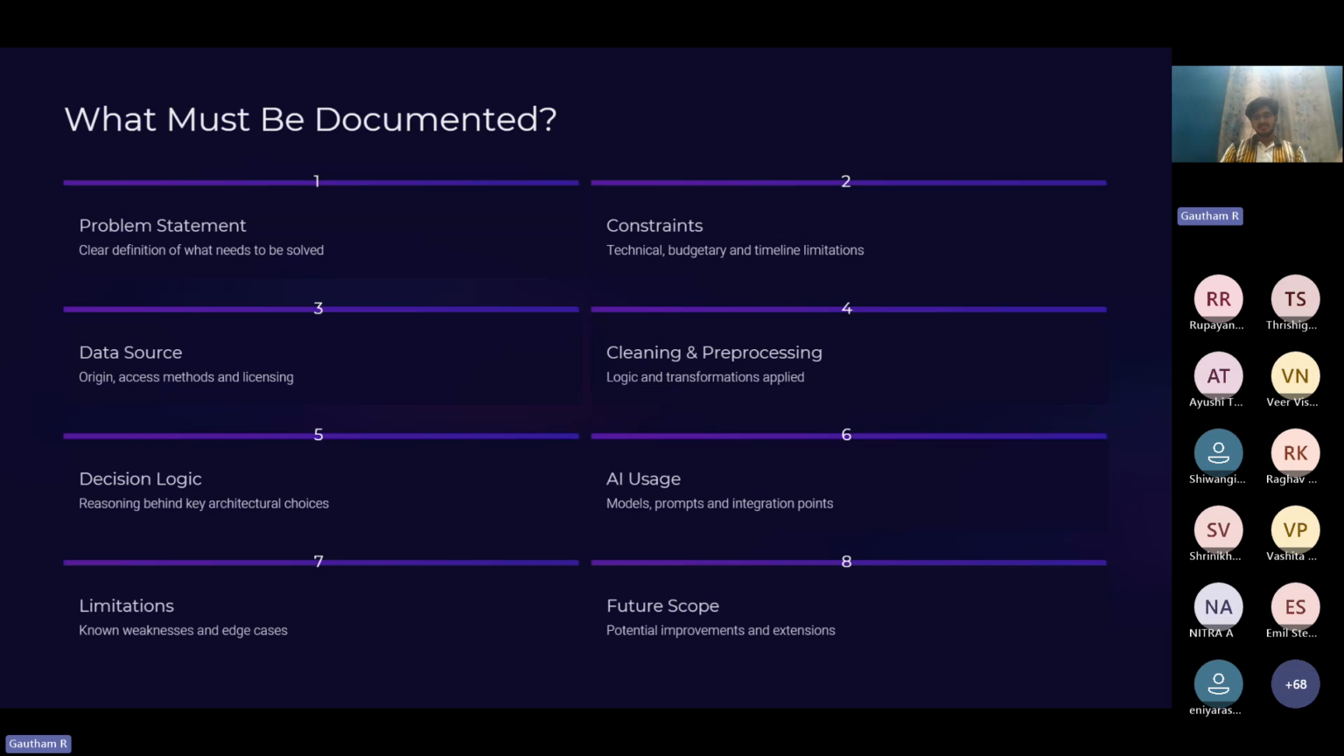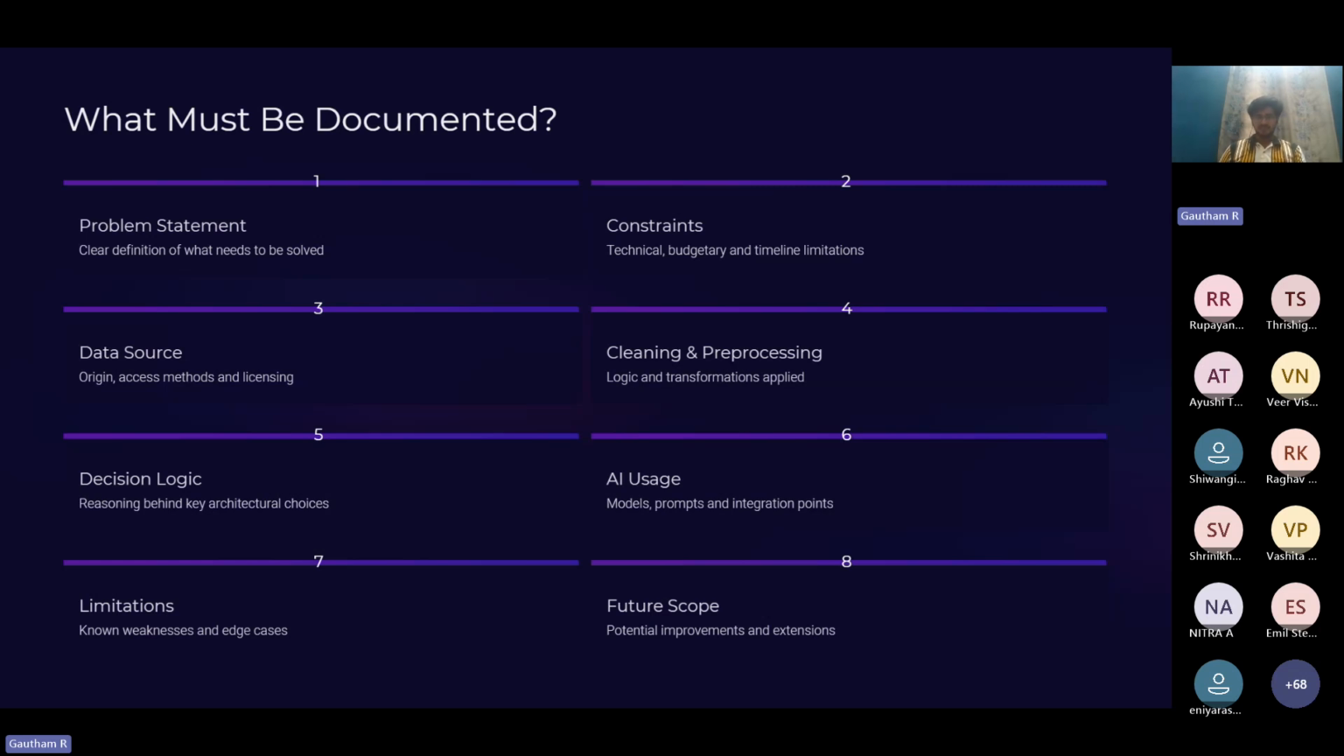Okay. Then comes AI usage. Sriniketan was briefly explaining about how to use AI, how to give prompts, what are the different types of prompts like zero prompt and everything. And then limitations. When we take a problem statement, we must know both strength as well as weakness. So we should make a note of both of it.